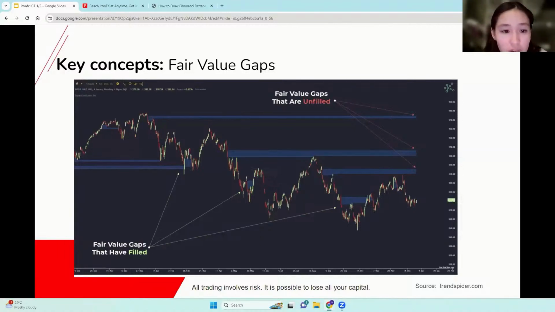I'll show you guys on TradingView, there is an indicator that helps you to find FVGs. It's probably the easiest way to spot those, but I'll show you in a little bit.